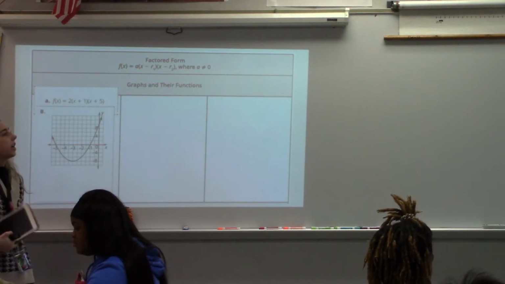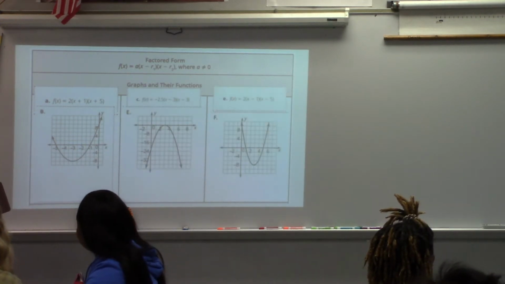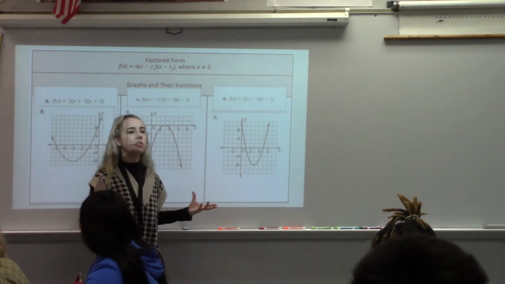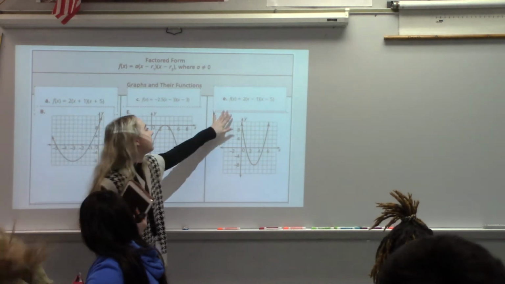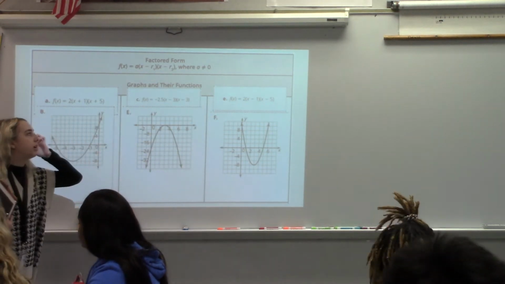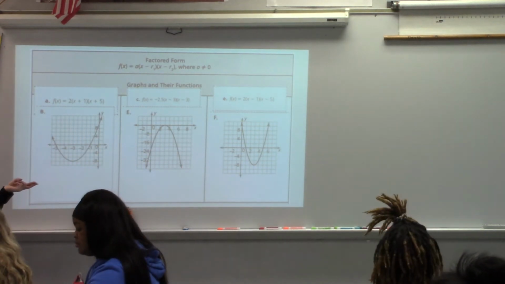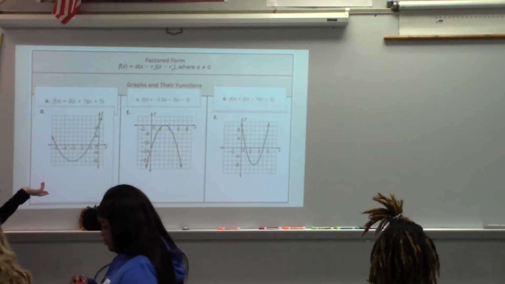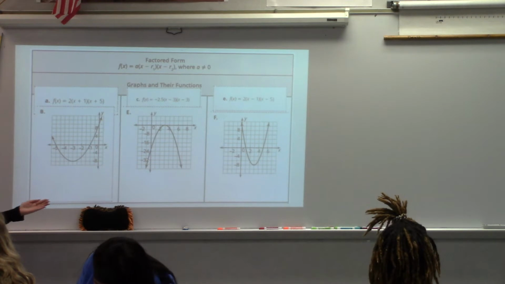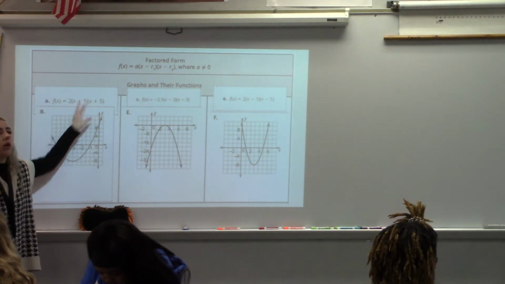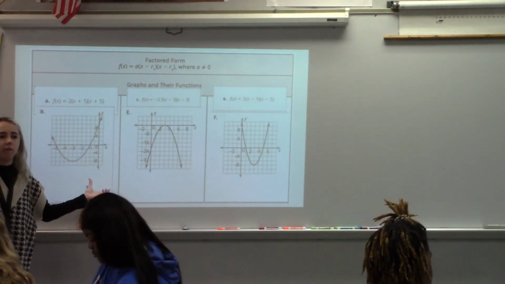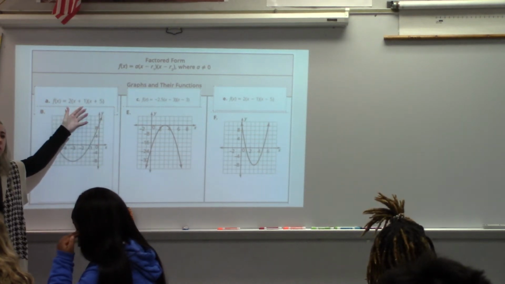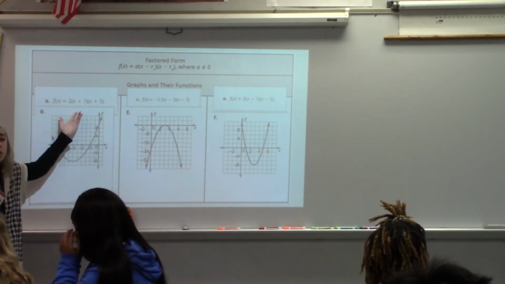Remember, the other thing: this one and this one were very similar, and I did see a lot of people mixing up these equations with their graphs because the only thing different about them is the positives and the negatives. So if this says x plus 1, then my intercept is going to be at (-1, 0) and (-5, 0). It's going to be the opposite of what you would maybe think.